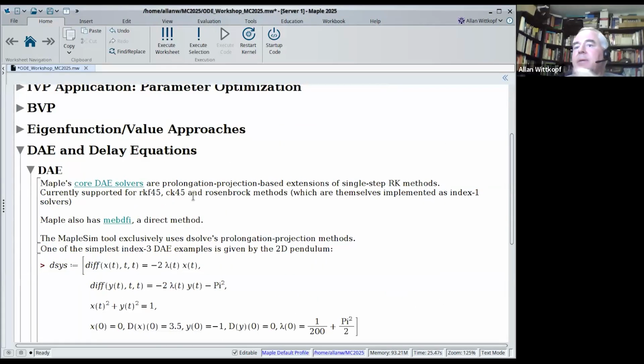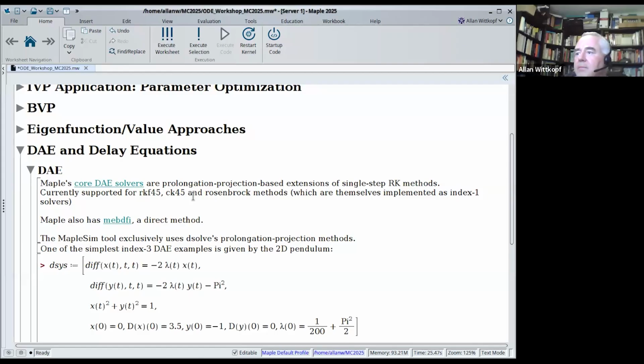So a bit about the DAE solution techniques. Essentially, the two primary, or I guess three primary, core DAE solvers in Maple are prolongation projection-based extensions of RK methods. Now, prolongation is essentially just a fancy word for differentiation. It just means that you have to essentially differentiate the system and eliminate until such point as you achieve index 1, or if you're doing a full prolongation, index 0 system.